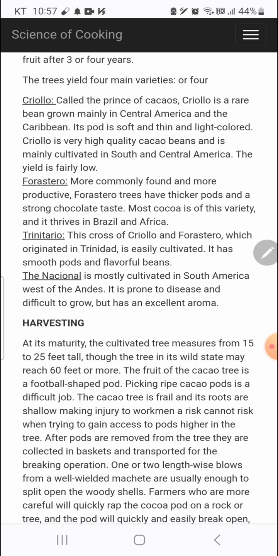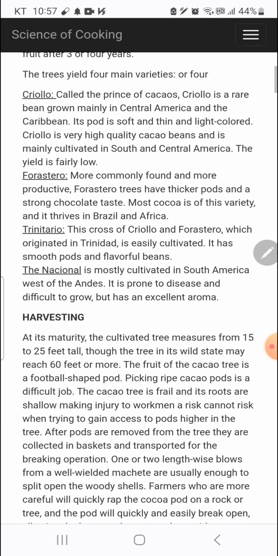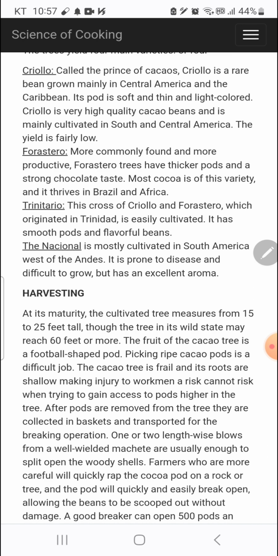Criollo, called the Prince of Cacaos, is a rare bean grown mainly in Central America and the Caribbean. Its pod is soft and thin and light-colored. Criollo is very high-quality cacao beans and is mainly cultivated in South and Central America. The yield is fairly low. Forastero, more commonly found and more productive, has thicker pods and a strong chocolate taste. Most cocoa is of this variety, and it thrives in Brazil and Africa.